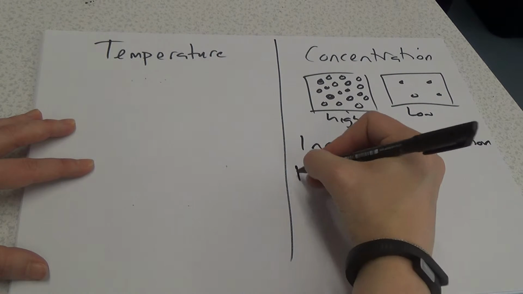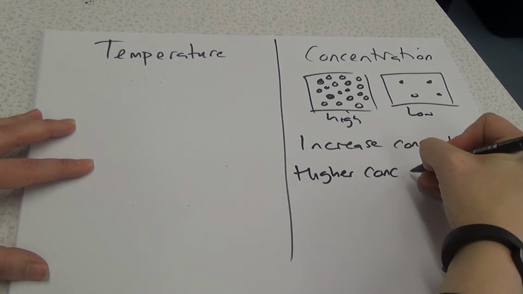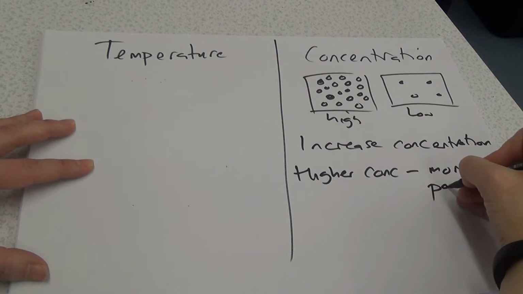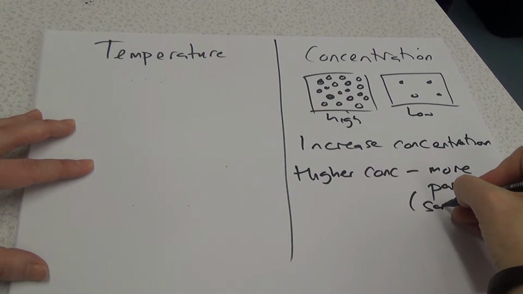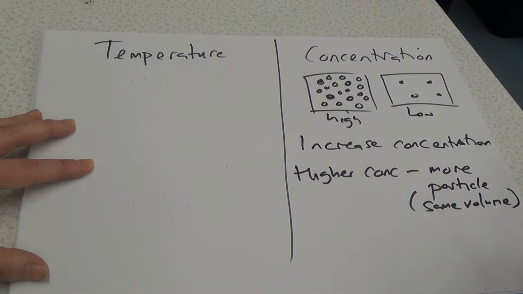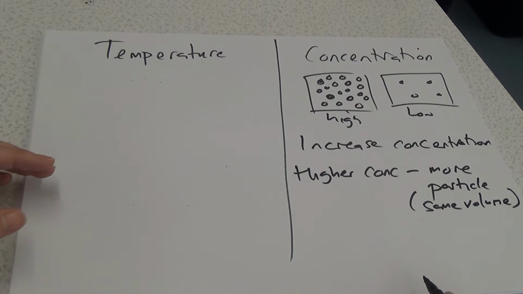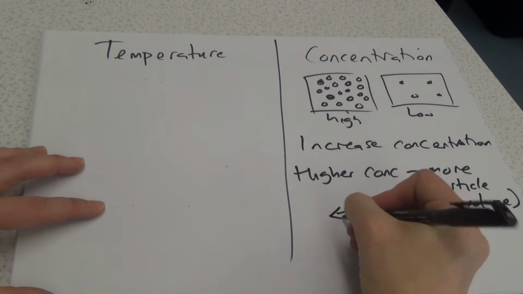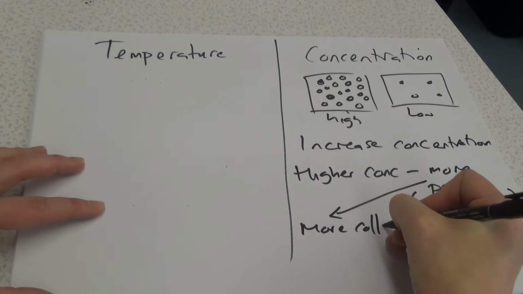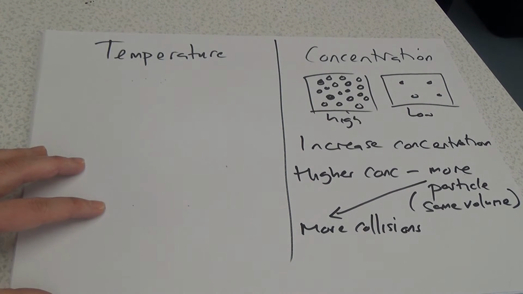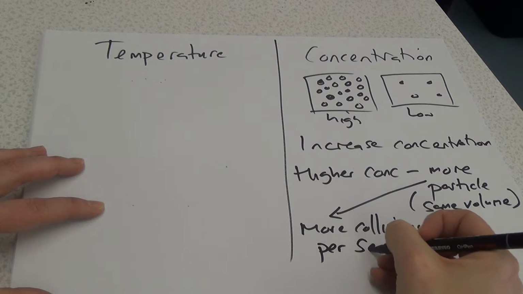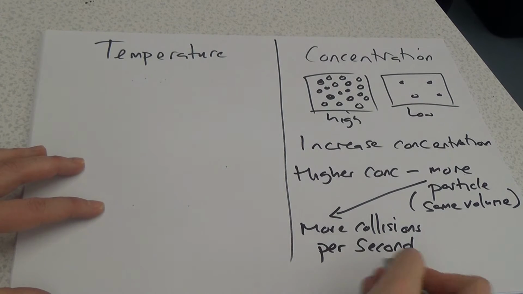In a higher concentration, you have more particles in the same volume. This will influence, because of how crowded those particles get, the number of collisions that will happen. Because there are more particles, we get more collisions. Now, just saying more collisions is a C grade answer. In order to get up to the B or the A grade, you have to talk about collisions within a time frame. The easiest way to do this is to say that there are more collisions per second.